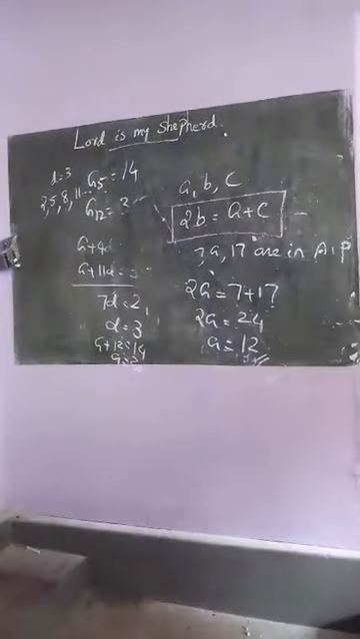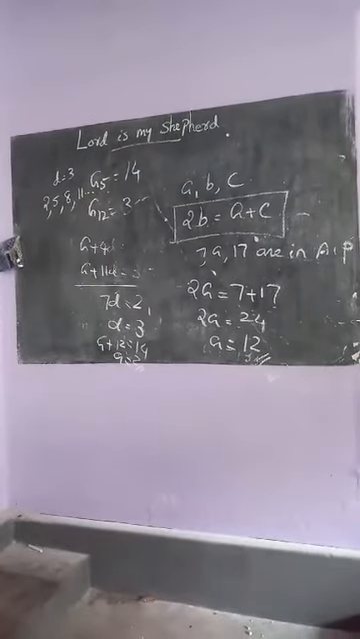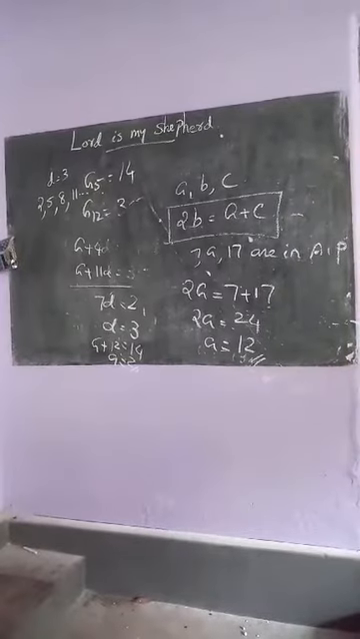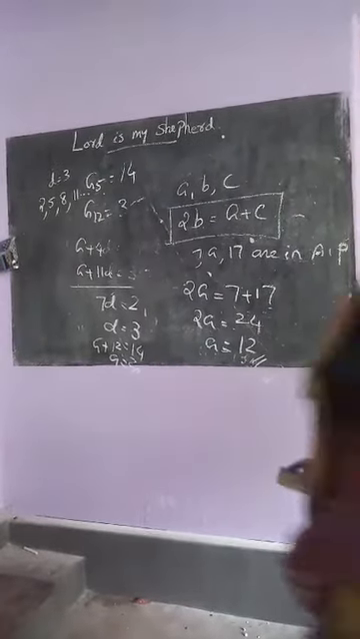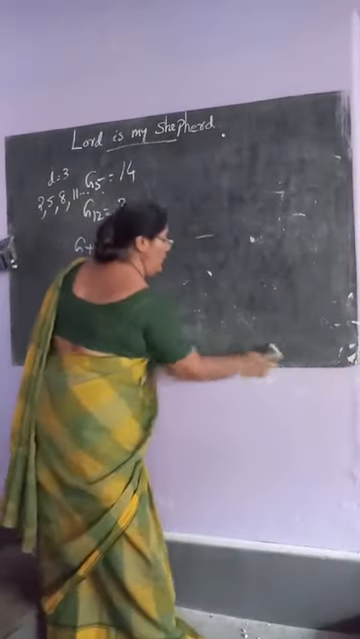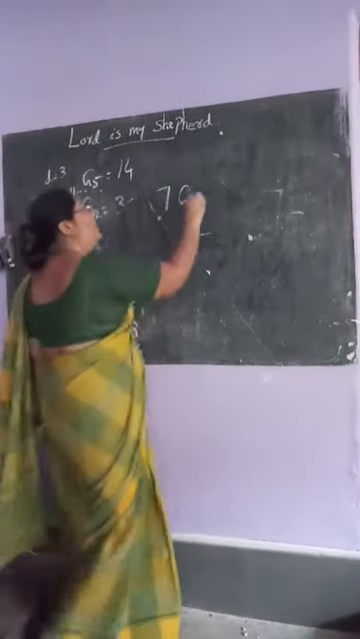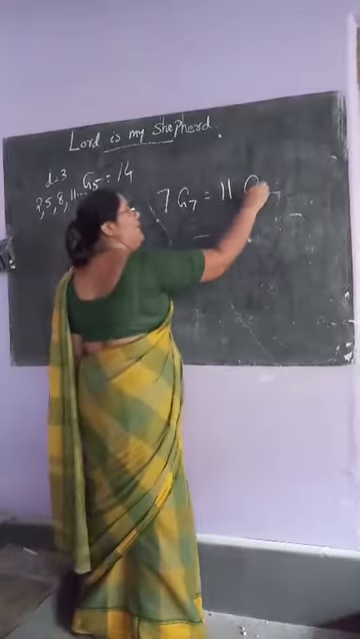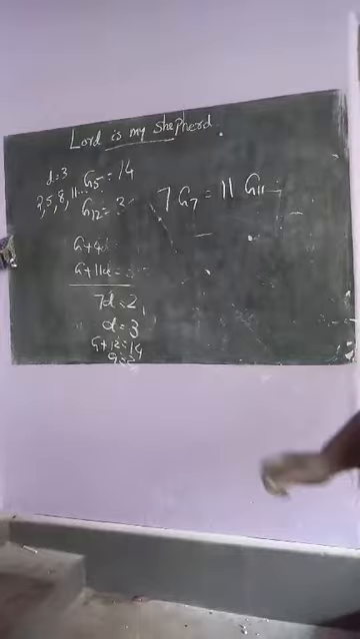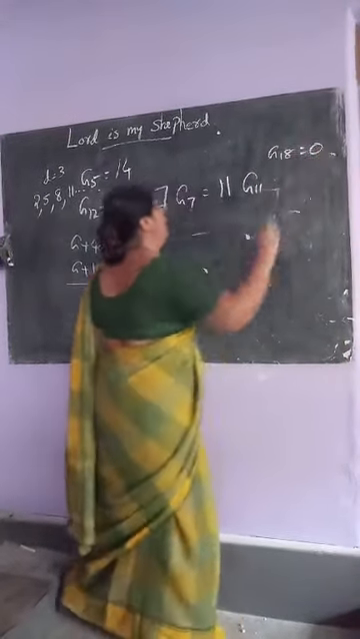Next is, if 7 times the 7th term is equal to 11 times the 11th term, show that the 18th term is 0. Show that A18 is equal to 0.